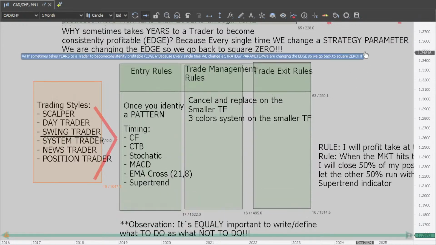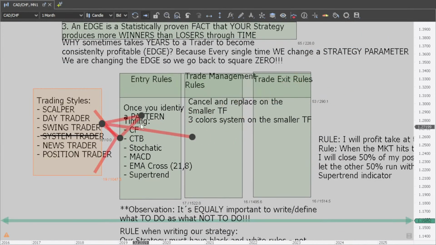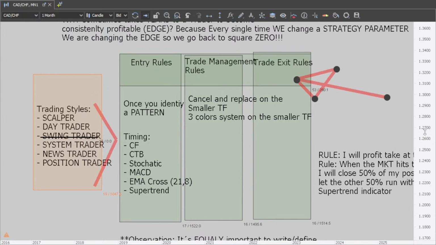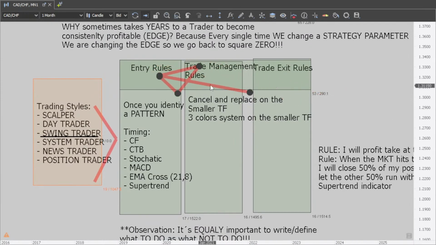And then we clarified that different trading styles are going to have different entry rules, different trade management rules, different trade exit rules. Trading styles like scalper, day trader, swing trader, system. Today we're going to talk about system, everybody. Systems. We're going to address systems. And news trader. So those different trading styles are going to have different entry rules, different trade management rules, different trade exit rules.